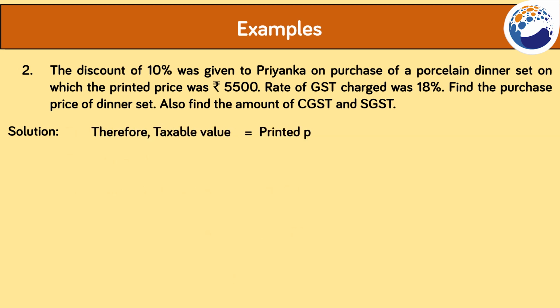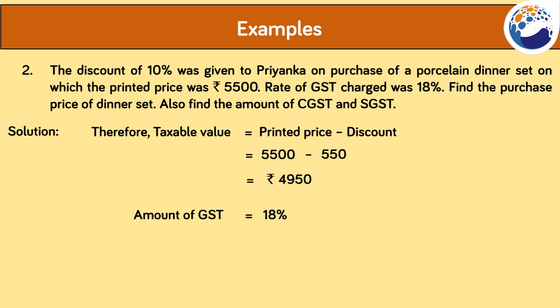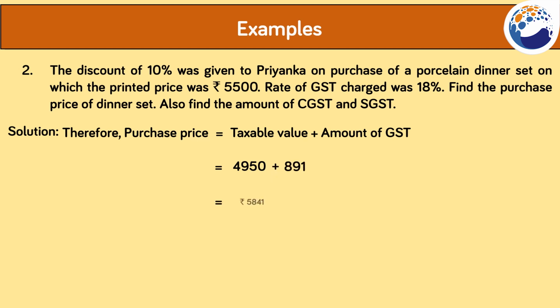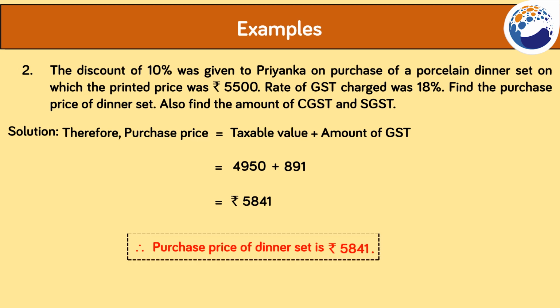Therefore, taxable value is equal to printed price minus discount is equal to 5,500 minus 550, that is 4,950. Amount of GST is equal to 18% of taxable value, which is 18 upon 100 into 4,950 is equal to 891. Therefore, purchase price is equal to taxable value plus amount of GST, which is equal to 4,950 plus 891 is equal to rupees 5,841. Therefore, purchase price of dinner set is equal to rupees 5,841.